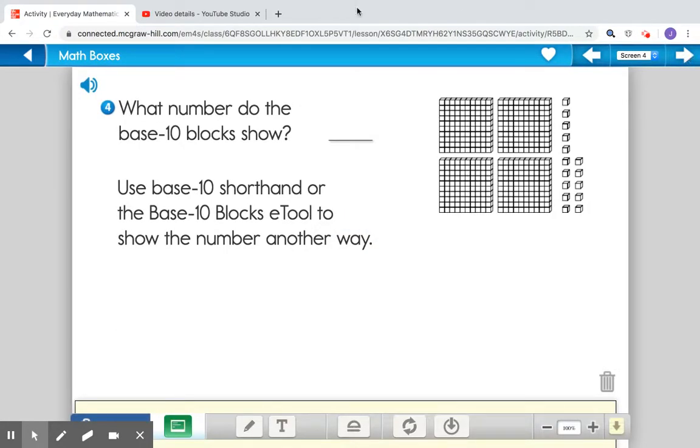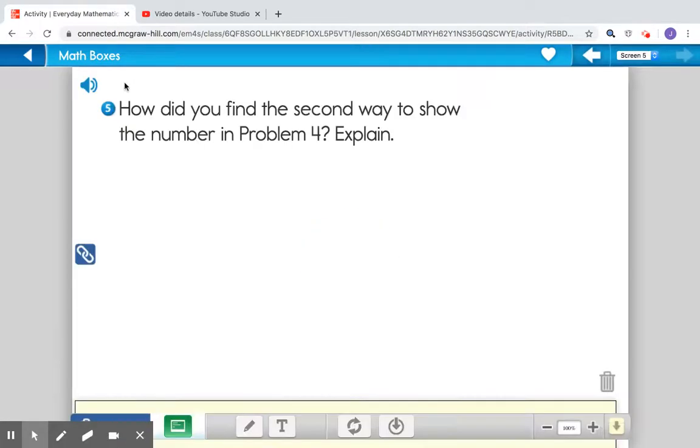Then when you're done, you're going to click to the next page, and you're going to do number 4 for me. It says, what number do the base 10 blocks show? You're going to count. We have hundreds. We know these are flats and they're worth 100. And we have cubes at the side. You're going to count them, boys and girls, and you're going to write the number on the line shown here. Then if you would like, I want you to practice, use base 10 shorthand or the base 10 blocks e-tool to show the number another way. You're going to show it another way. And then when you're done, we're not doing number 5, so we're going to go back.